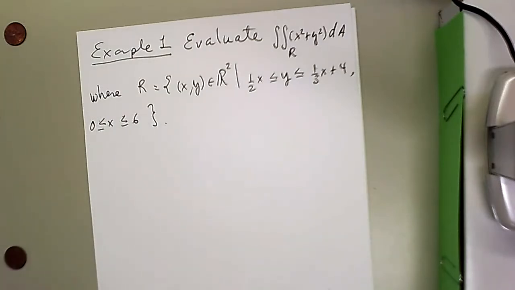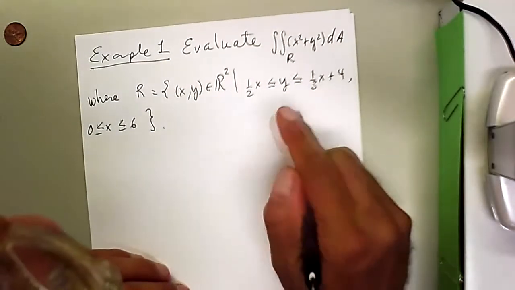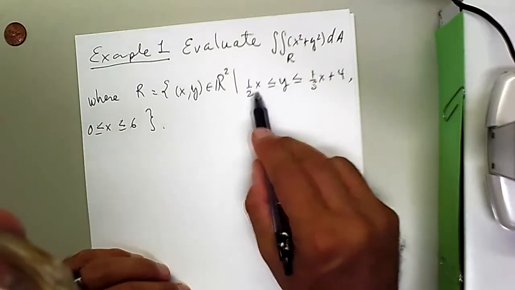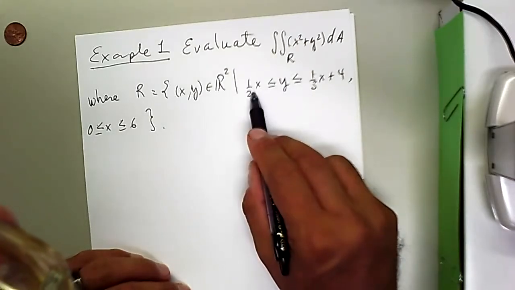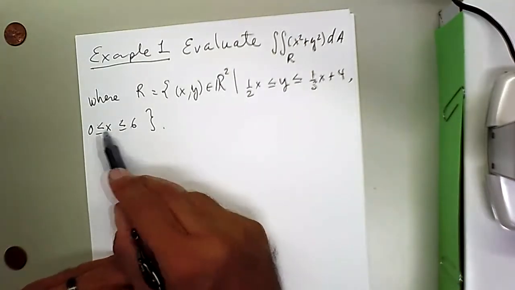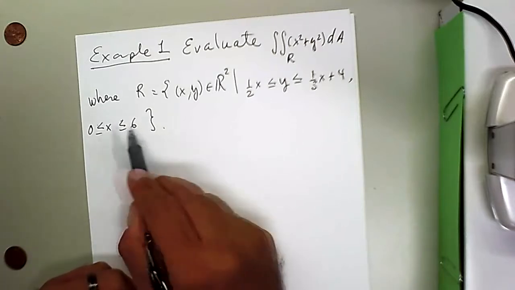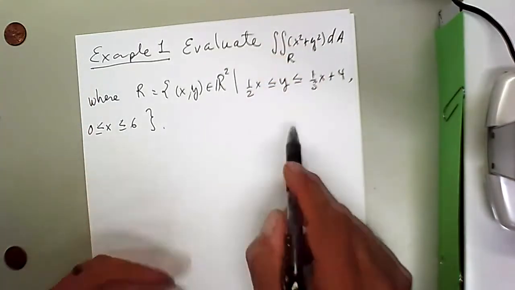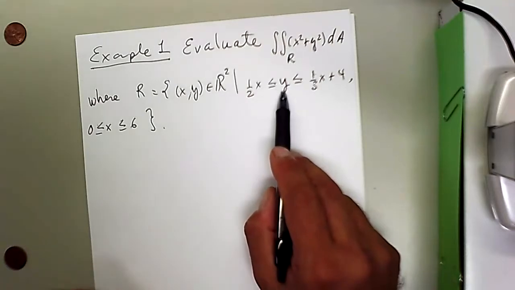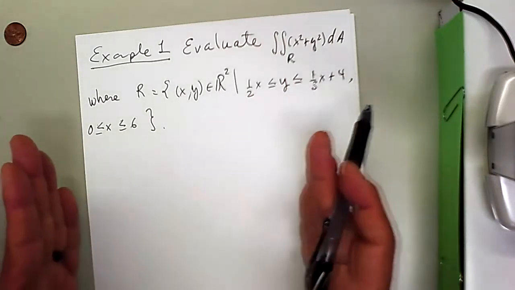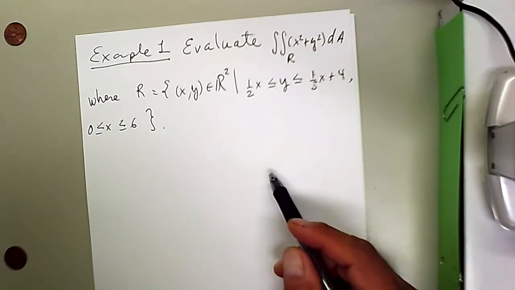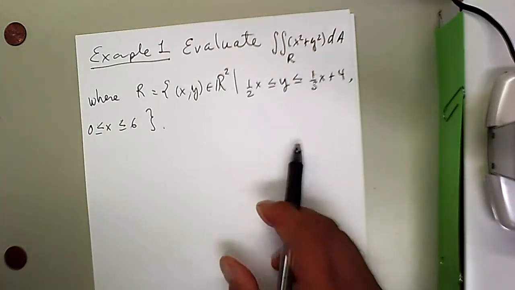So we have two variable boundaries for y. Y is not between fixed numbers such as in x. X is between 0 and 6. So that means we have a region where the y is variable and the x is fixed.